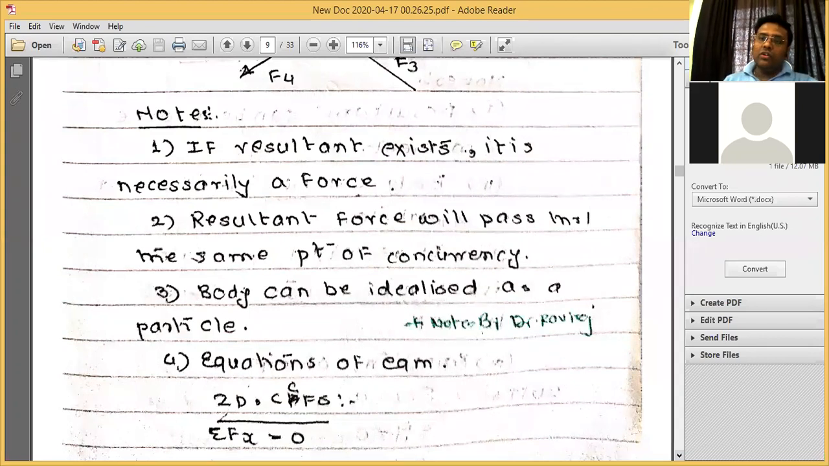So for that, we can consider, if all the forces are passing through a single point, we can consider the complete aeroplane as a single particle. But if there are more forces which are passing through different points of the aeroplane, we cannot idealize that particular aeroplane as a single particle. Therefore, it is a need of the hour.